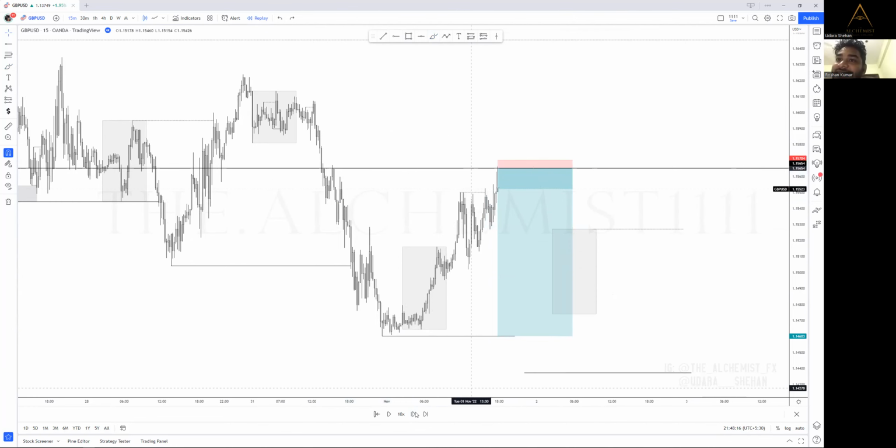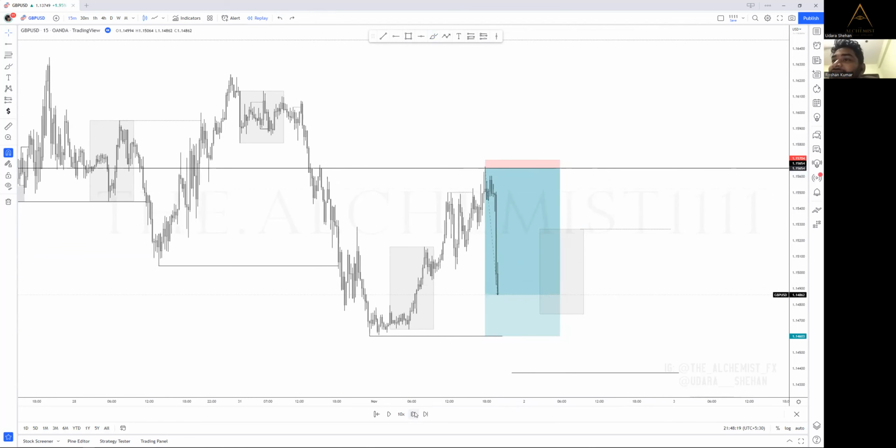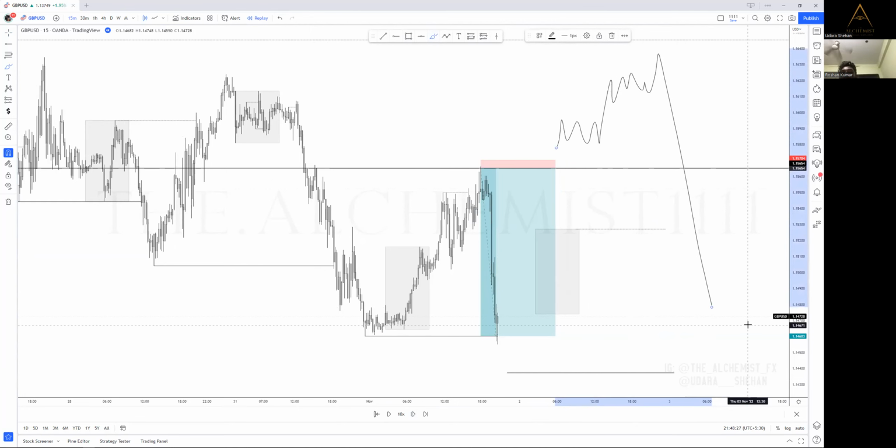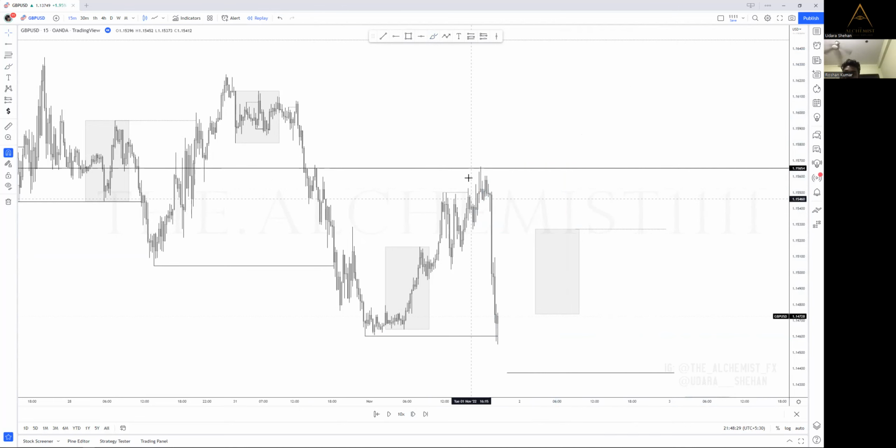So there it goes. Taps and then there it comes. Boom. Can you see the entry? So this is Asia, London, news. Exactly that is what happened. You saw that, right? Same exact thing. So that was Tuesday. Let's see some more.